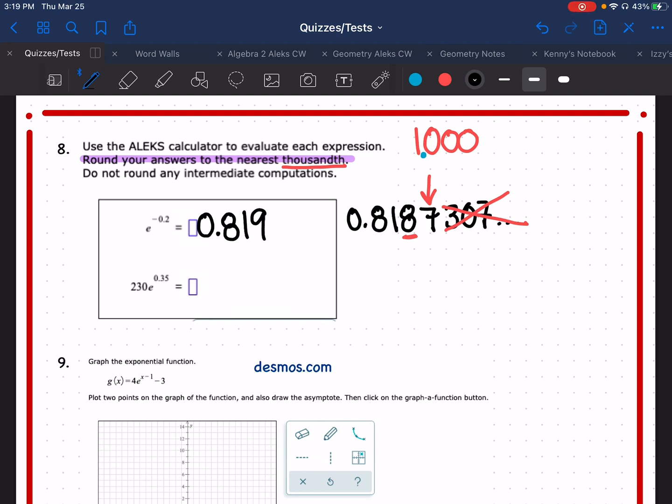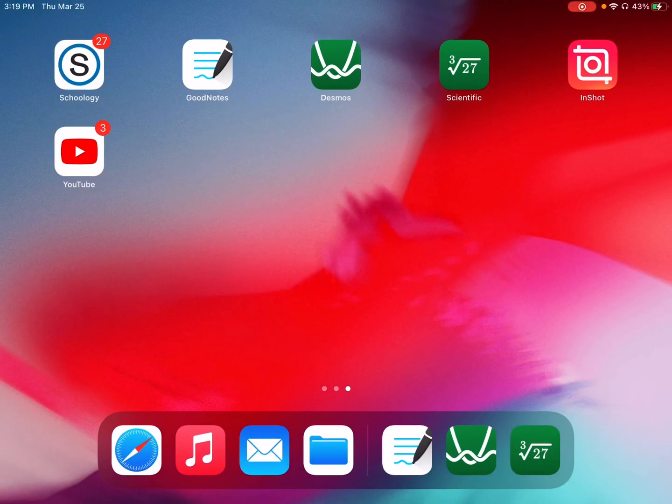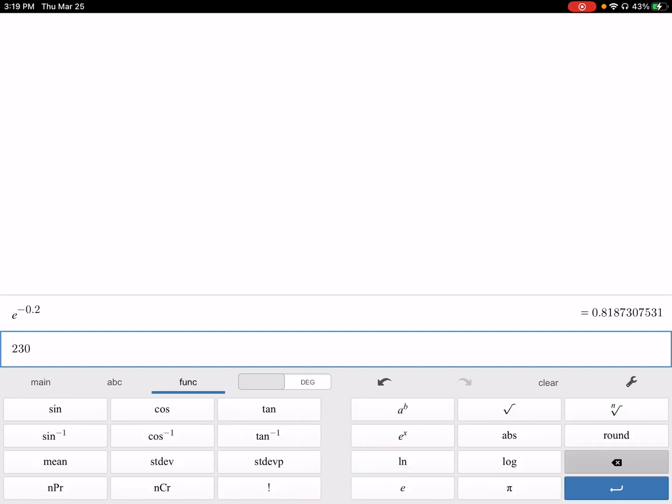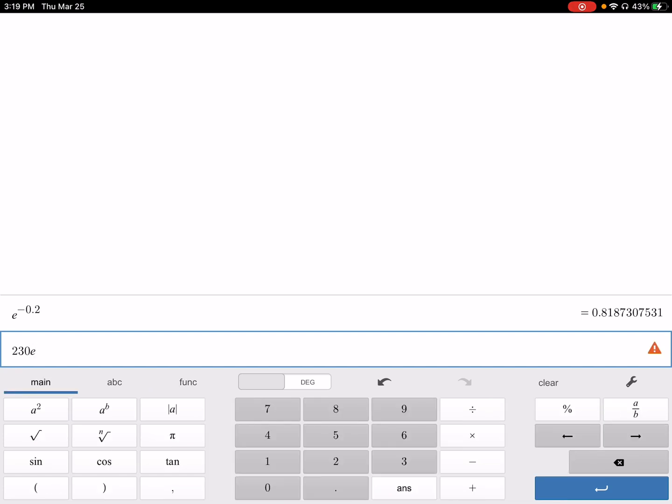I'm going to go back to my Desmos calculator because that's what I have. I don't have the Alg one, but they should work exactly the same. And I'm going to enter e to the 30, and I'm going to go to my functions. There's my e. Go back to the main, and it was 0.35. Yep, there we go. And so I'm going to go ahead and round that.